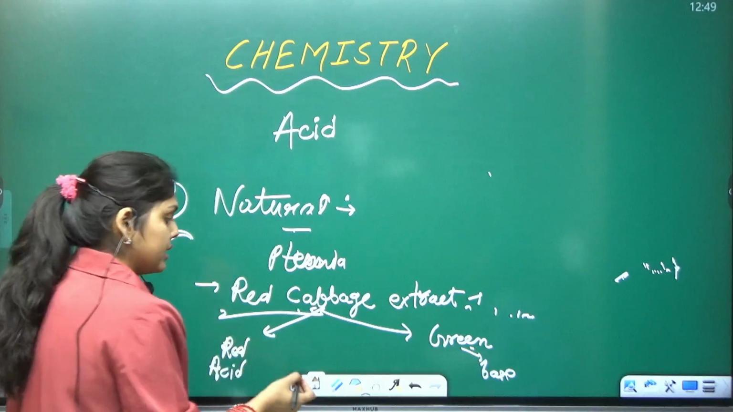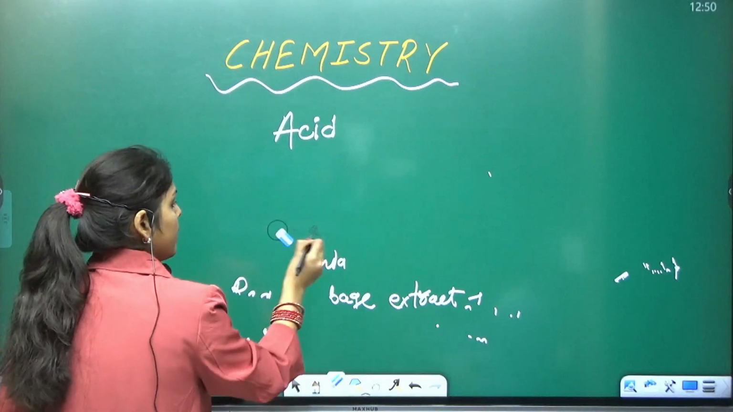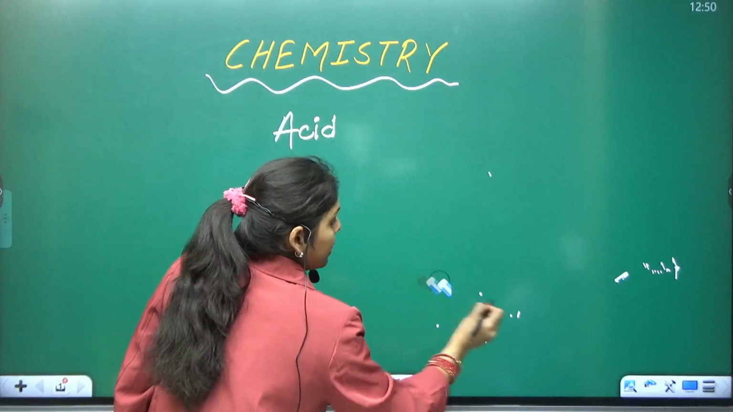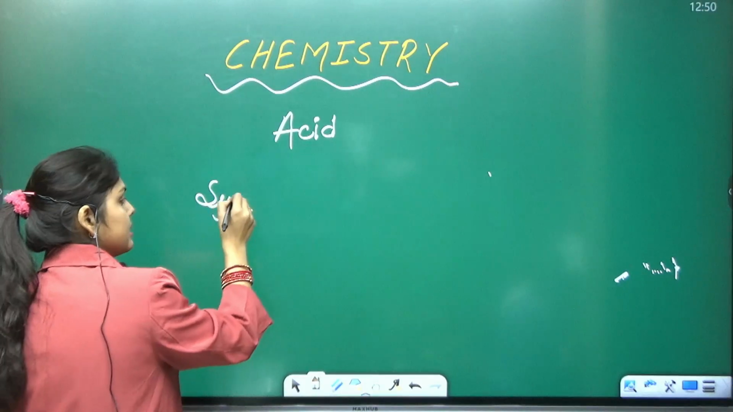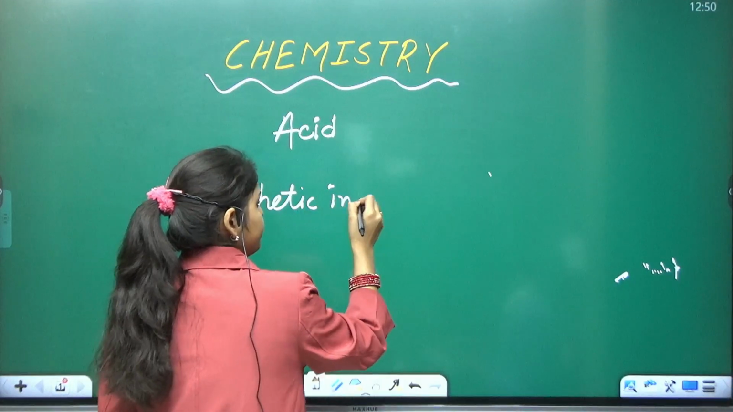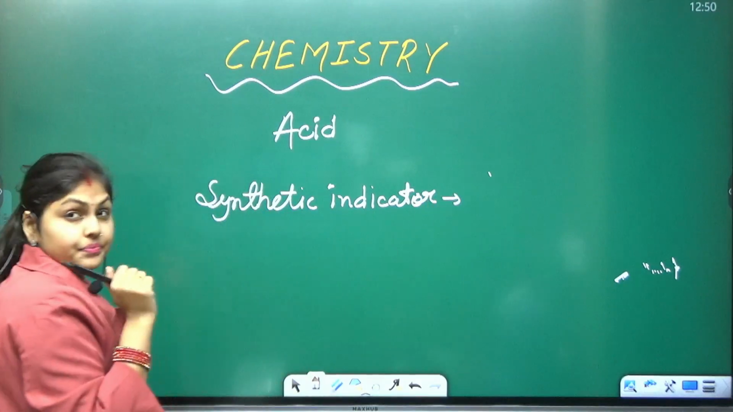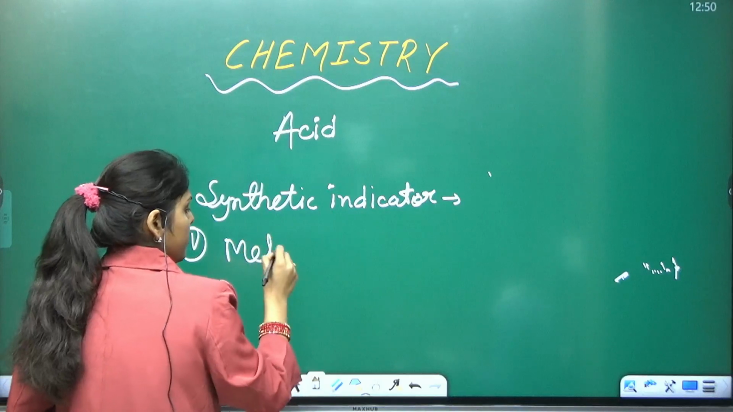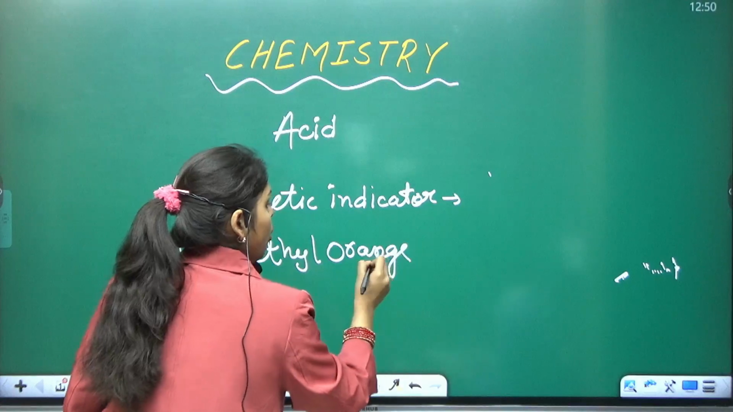Now we will talk about synthetic indicators. So what are synthetic indicators? Synthetic indicators are those which are prepared artificially by man. The common example is methyl orange. By the name it is clear that it will be orange in color.